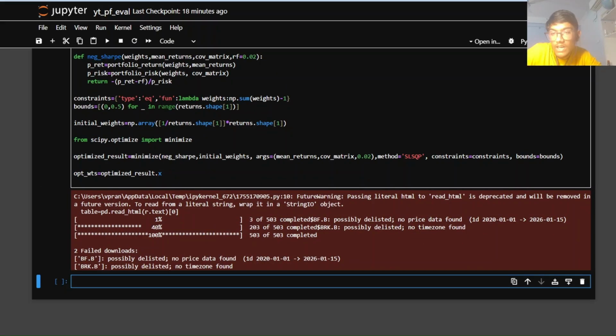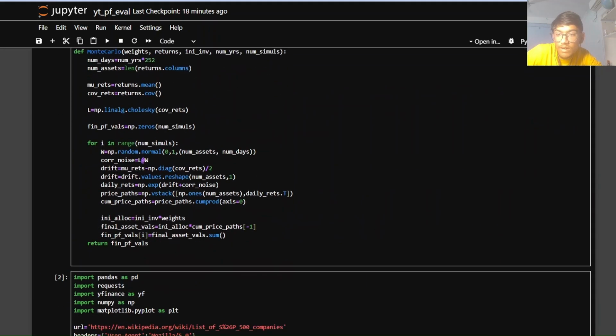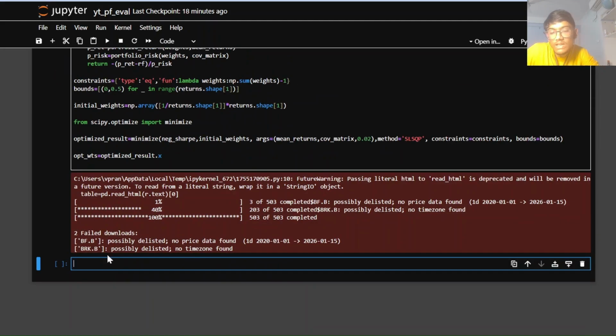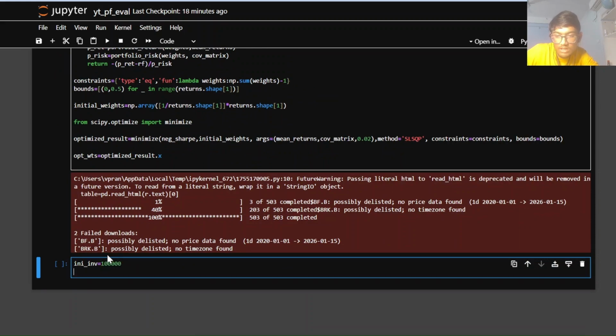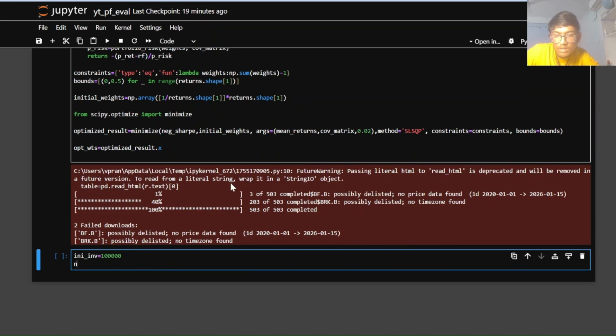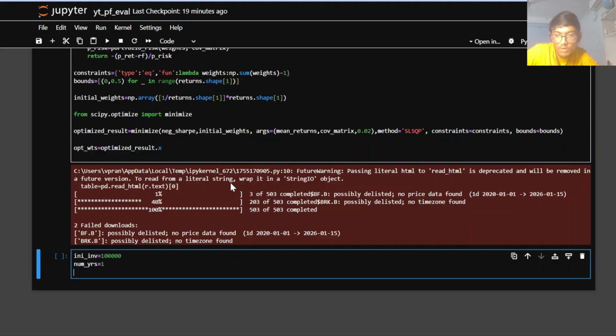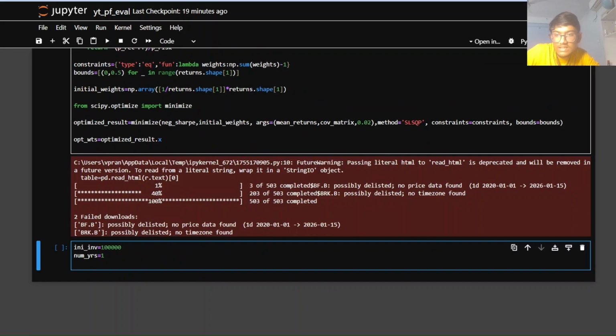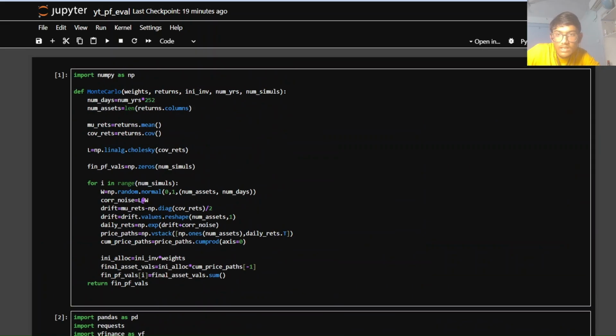And now let's call in our Monte Carlo function that we have defined over here. So let's set our initial investment to be a lakh. So yeah, there we go. And then we also need to give in two more parameters, right? We have to give in the number of years. So let's give that to be 1. And finally, let's simulate this for 10,000 simulations. So num simuls is equal to 10,000, right? And let's call in this function Monte Carlo.